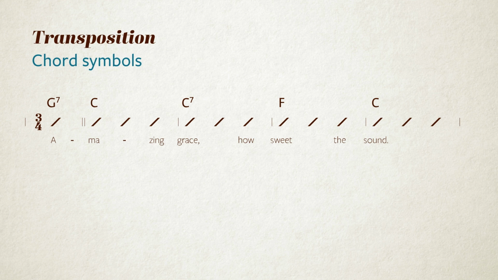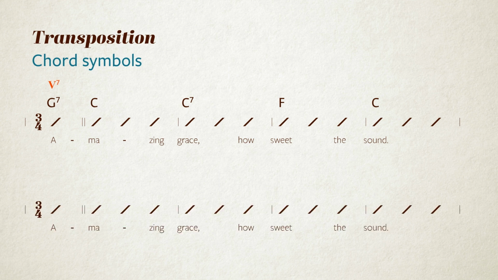The first chord in the original key is G7, which is chord 5, the dominant 7 chord. In the new key, that chord 5 is D7. If we understand the positions that the chords occupy in the original key, it's easy enough to move them to the new key so that all the relationships stay the same.